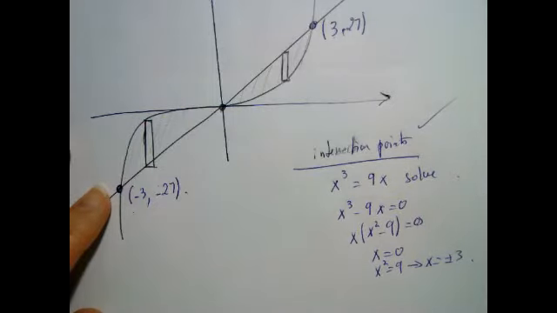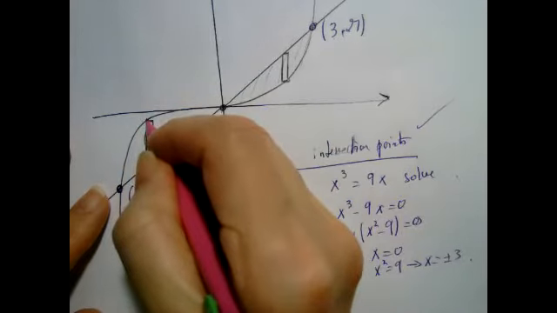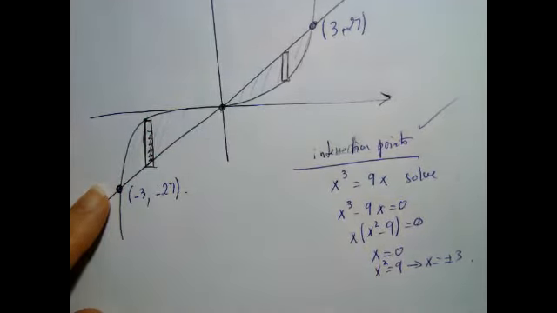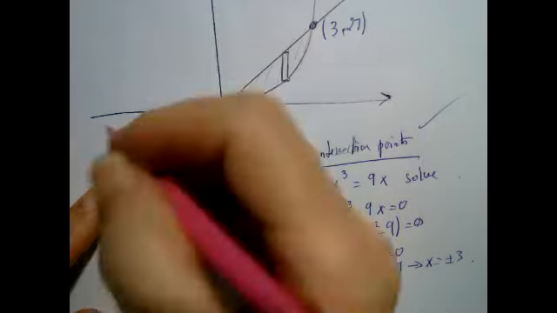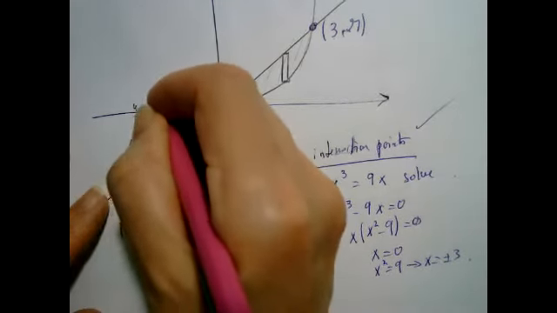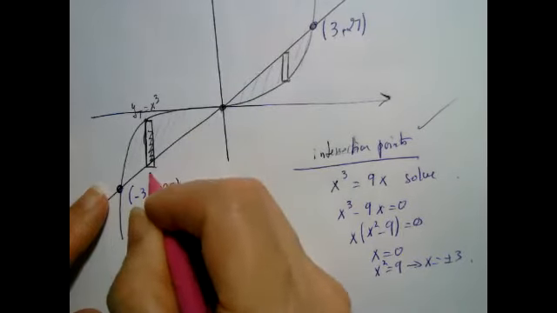Kiana, what's the top curve here? If I take this rectangle, what's my top curve? X cubed. That's my top curve here. What's my bottom curve? 9x.